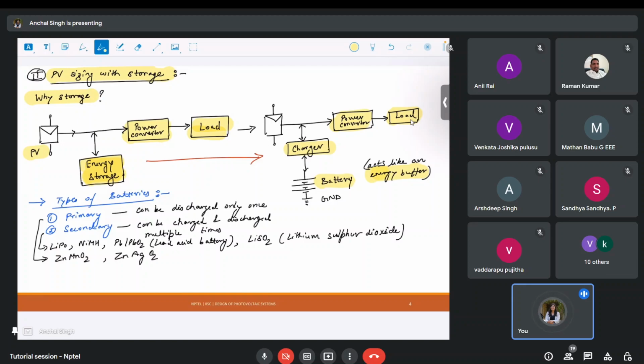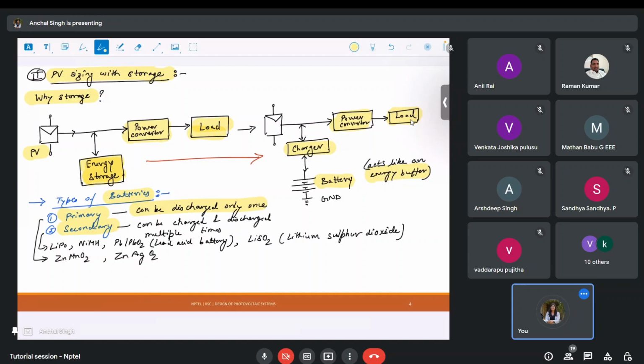Now, let us go in depth on the topic of batteries. There are two types of batteries, primary and secondary. The difference between primary and secondary is that the ones that can be discharged only once are called the primary ones. That is the AA batteries that we put in our remotes.